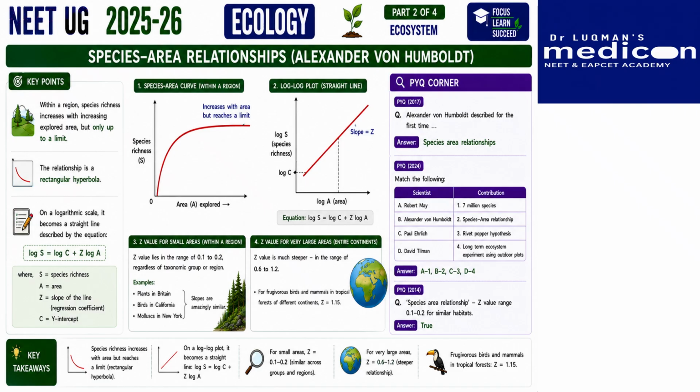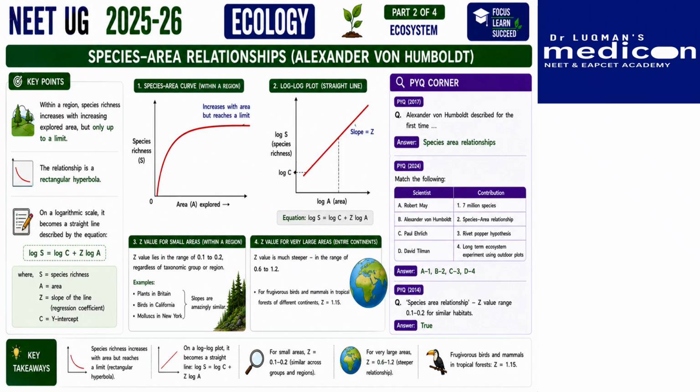Now one more important topic is the Z value. The Z value for small areas within a region and the Z value for very large areas, such as an entire continent, are different. Let's see what they are. You can see in the slide here, the Z value lies in the range of 0.1 to 0.2 regardless of the taxonomic group or region. So in smaller areas, whatever the taxon is, whether animal, insect or plant, if the area is small, the Z value is always between 0.1 to 0.2. Examples: plants in Britain, birds in California, and mollusks in New York.